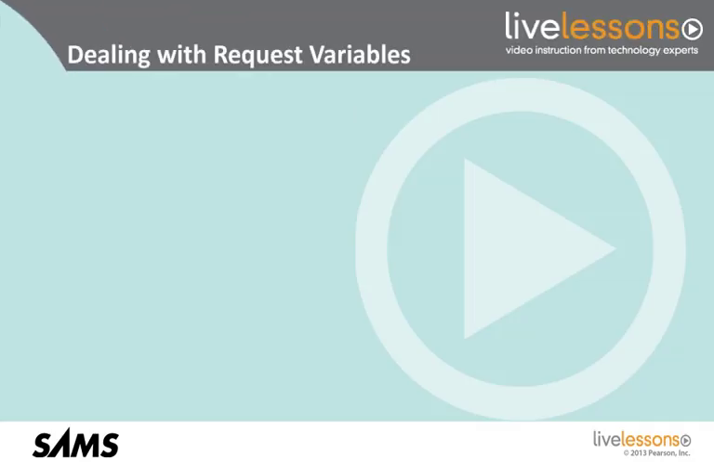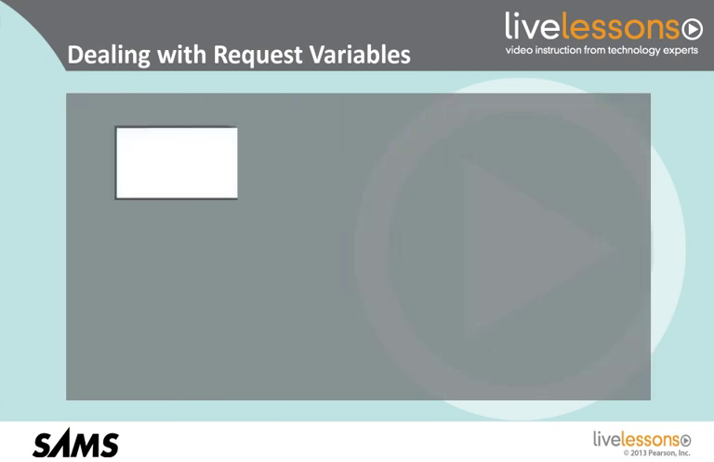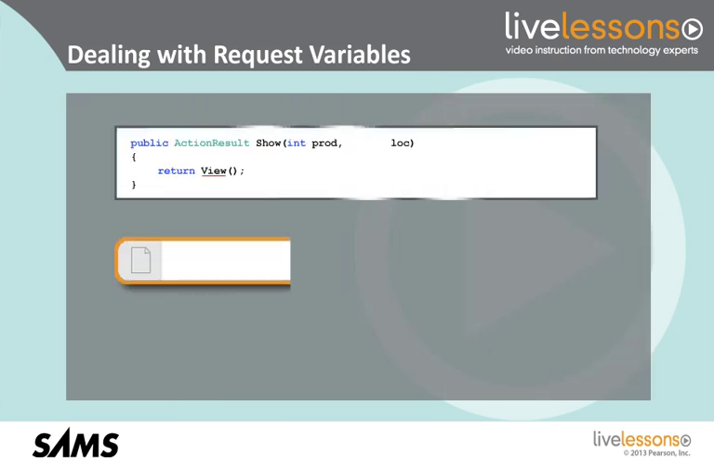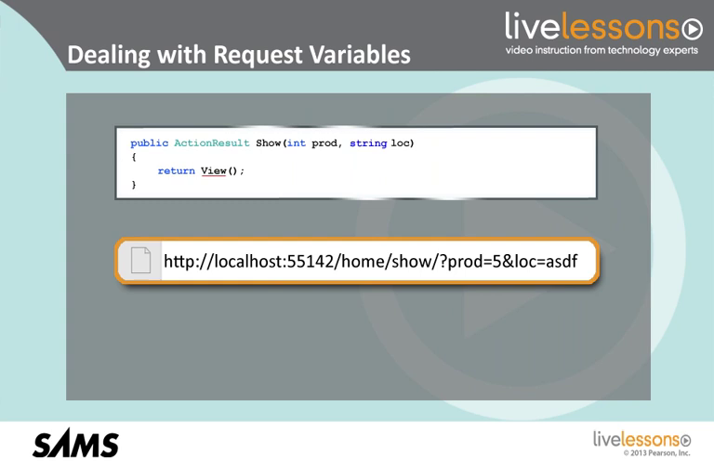Now that you've built your first controller, you're probably wondering how to make it more dynamic, how to accept data from the query string, which is normal in all kinds of web applications. Well, in ASP.NET MVC, it's very, very easy. Consider the URL on the screen in front of you. There are two query string variables, prod and loc, short for product and location, obviously.